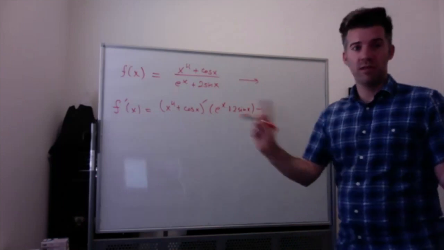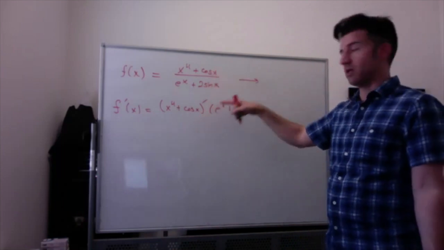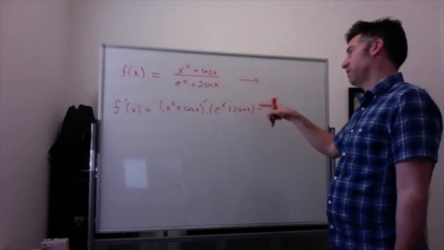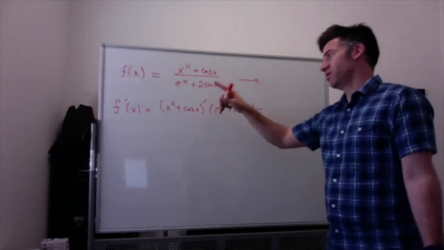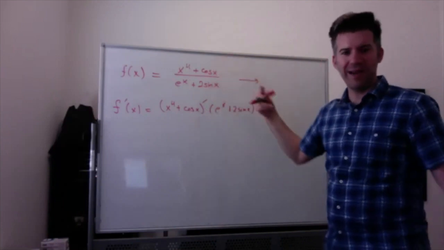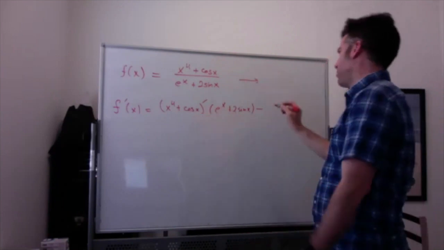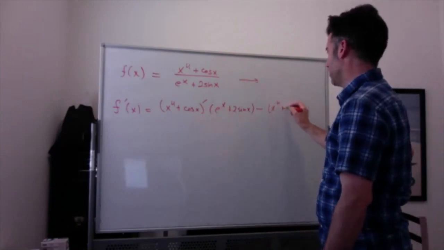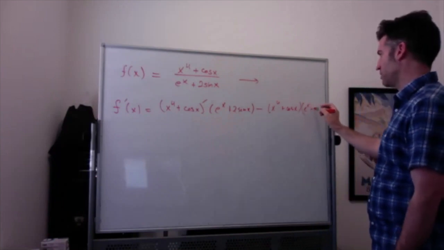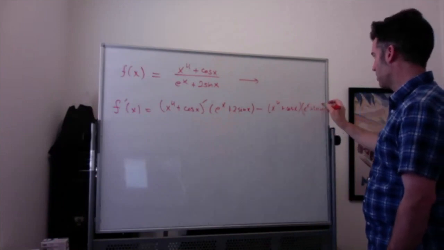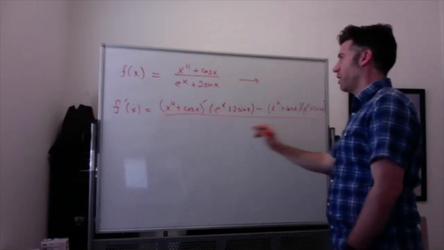minus, switch it up, right? I did the derivative of the top, now I have to do the derivative of the bottom times the top left alone. It's so hard for me to do it this other way. I'm like, bottom, derivative of the top minus top times the derivative of the bottom, which is the derivative of e to the x plus 2 sine x, all over the denominator squared.